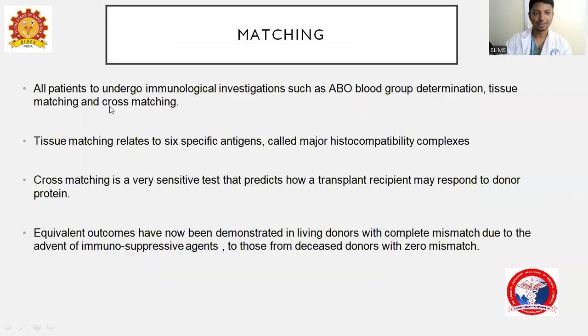So coming to matching, all patients undergo immunological investigations such as ABO blood group determination, tissue matching, and cross matching. Tissue matching relates to 6 specific antigens. This is called the major histocompatibility complex. Cross matching is a very sensitive test that predicts how a transplant recipient may respond to donor protein. Equivalent outcomes have now been demonstrated in living donors with complete mismatch, due to the advent of immunosuppressive agents, to those from deceased donors with zero mismatch.